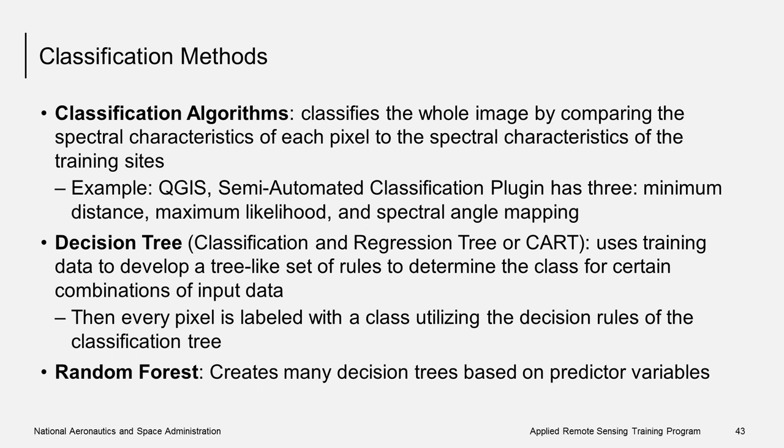This decision tree, also known as classification and regression tree or CART, uses training data to develop a tree-like set of rules to determine the class for certain combinations of input data. Then every pixel is labeled with a class utilizing the decision rules of the classification tree. Random forest creates many decision trees based on predictor variables.